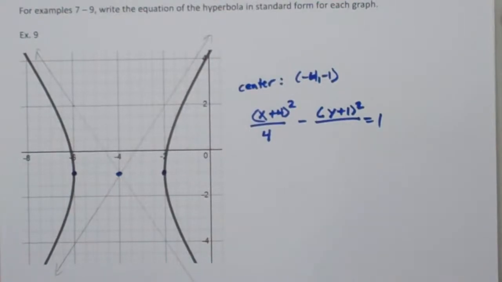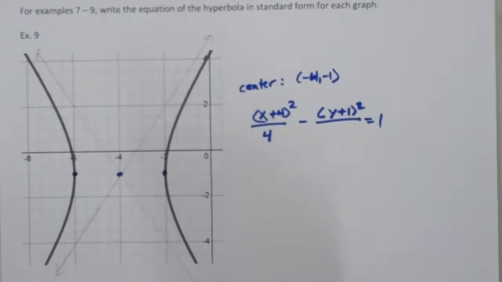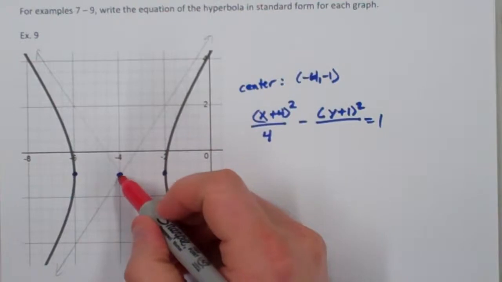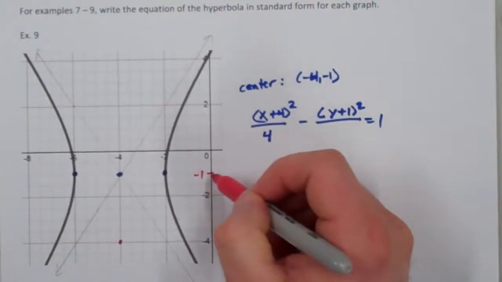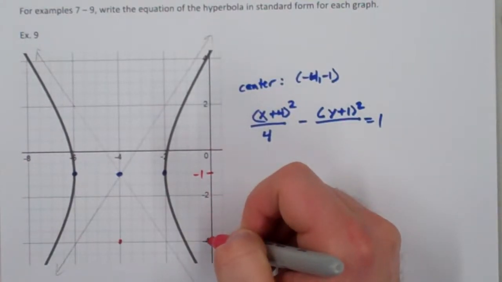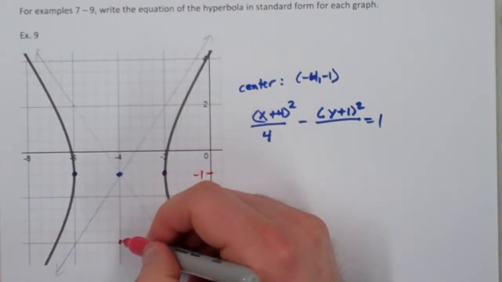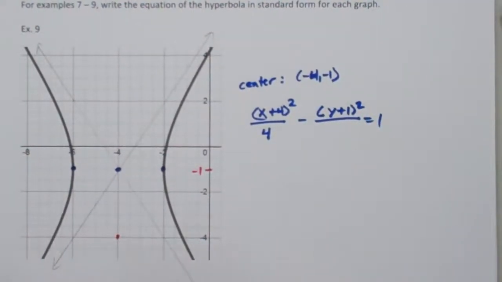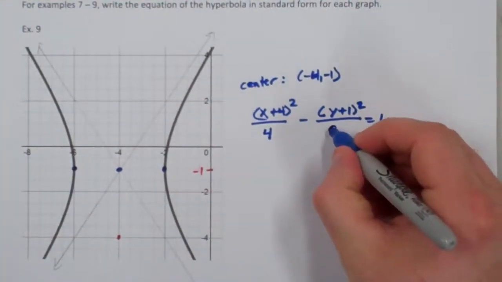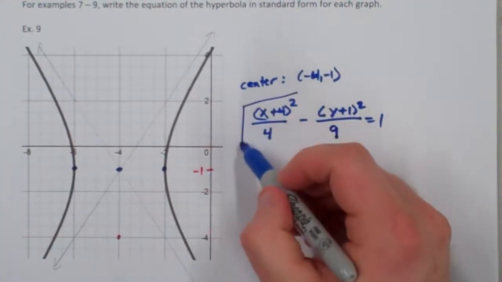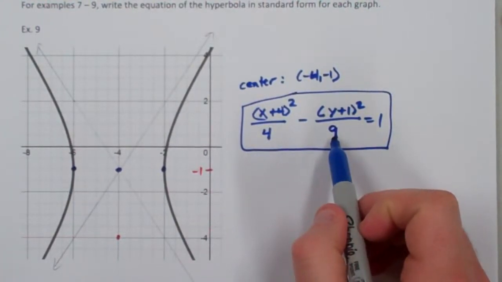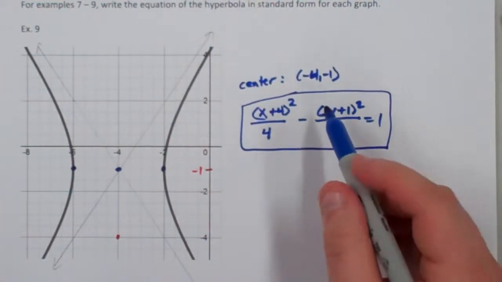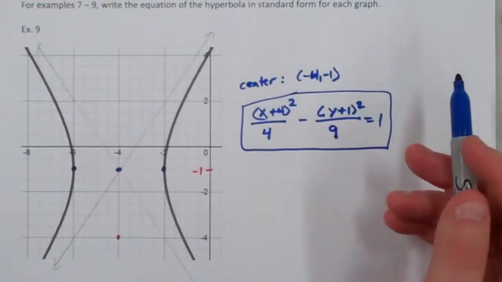What we need to do is figure out this distance, from here to here. If we go from -1 down to -4, that's a distance of 3, and that value is b. So if we write that in our equation, that's going to be b squared, or in this case 9. If you needed to find the foci, you just add up 4 and 9, and that's 13. The square root of that is c, and you just need to add that to the appropriate part of the center, and you're good to go.